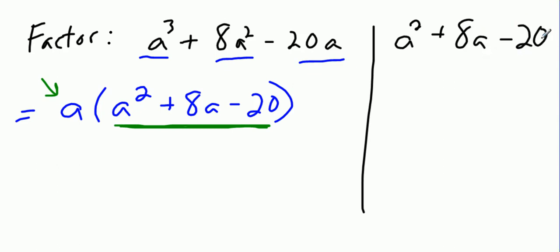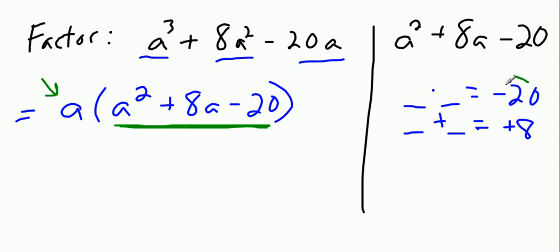Right? It's a trinomial. There is no common factor, so you're looking for two numbers that multiply to negative 20. Those same two numbers have to add to positive 8. So we start with the factors of 20. We'll deal with the negative sign later.